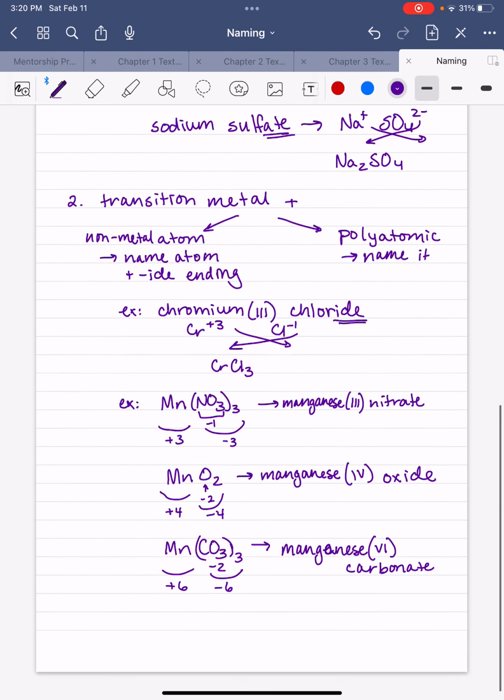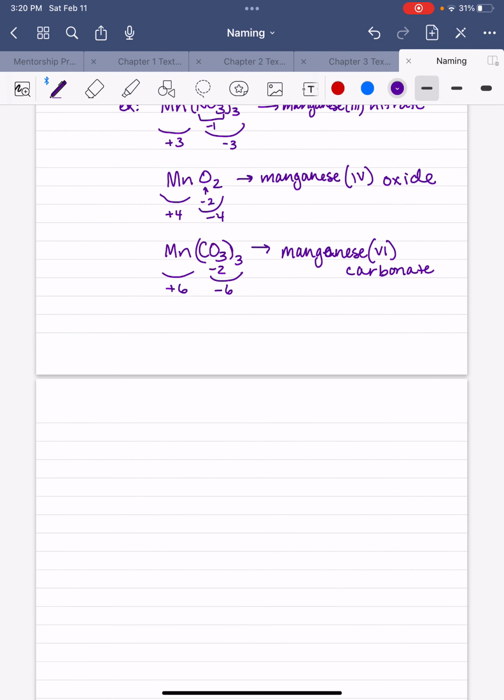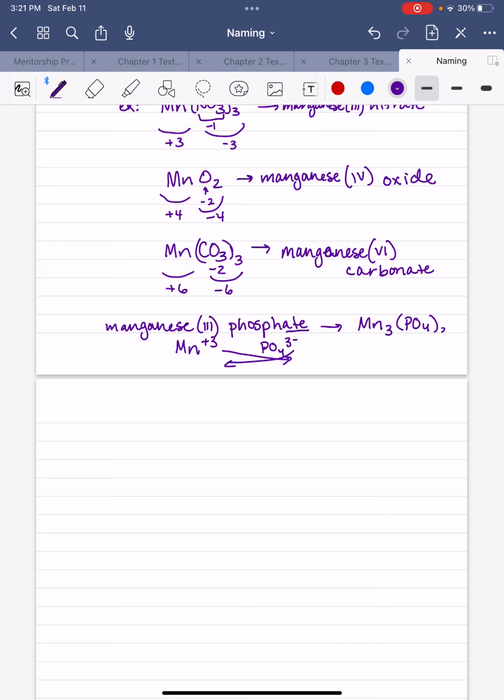Or going the other direction, so let's say I give you a name, and I say we have, I'm just going to stick with manganese. Manganese(III) phosphate. Now I'm going to write out what I have. It's got the ate ending, which tells me it's PO4 3-, and the manganese is also 3+. So when we swap them, this gives us Mn3(PO4)3, but with ionic compounds we always want the smallest ratio, so we'll just make it MnPO4.